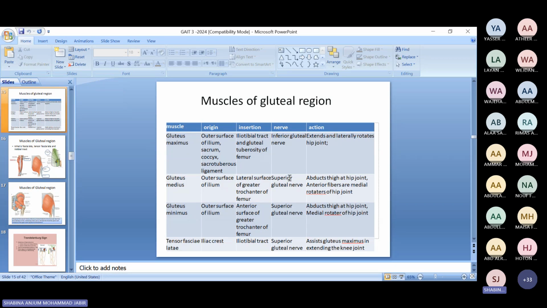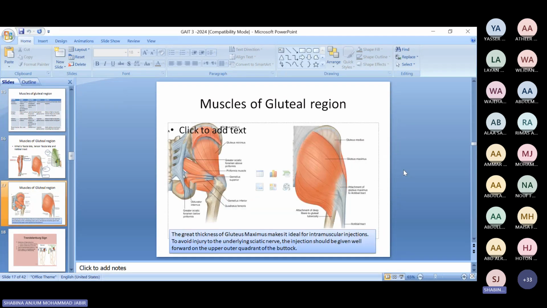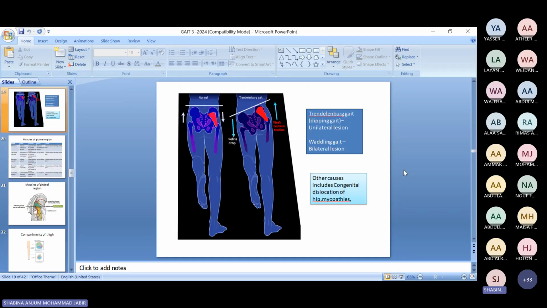Okay, because your superior gluteal nerve is supplying these muscles. So this type of gait can happen in gluteus medius and minimus muscle injury, even superior gluteal nerve injury. And the other causes also include dislocation of the hip and myopathy, the problem with other muscles.